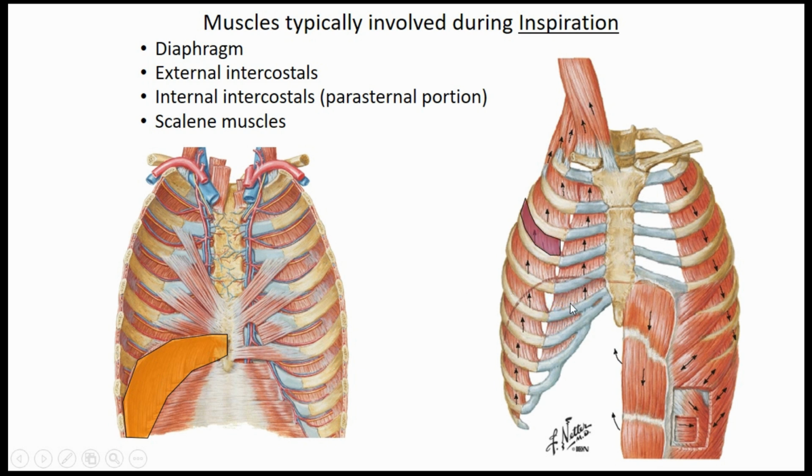Thereafter, the external intercostals are a big help in elevating the ribs. They're going to help pull those ribs up in their bucket handle motion. The peristernal region of the internal intercostals actually helps out with the same process. And our scalene muscles, a group of muscles extending from our cervical vertebra to ribs 1 and 2, are going to help elevate those ribs. So these are the muscles typically involved in normal, non-stressful inspiration, breathing in.